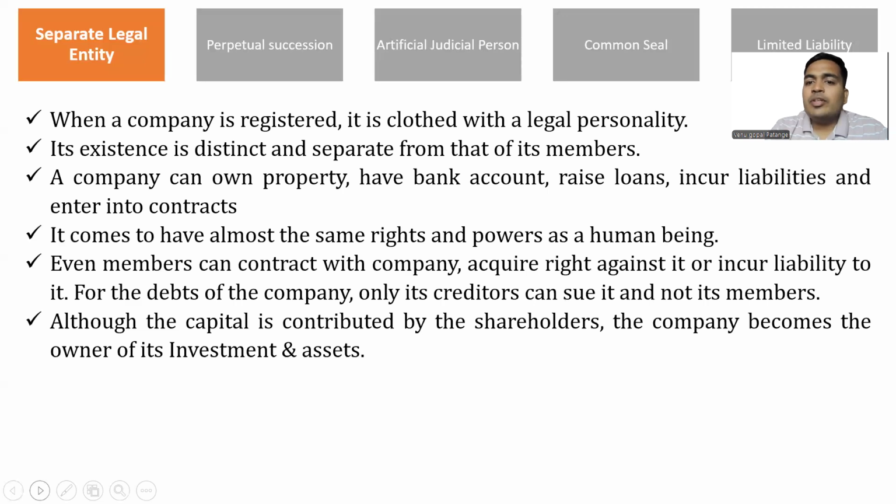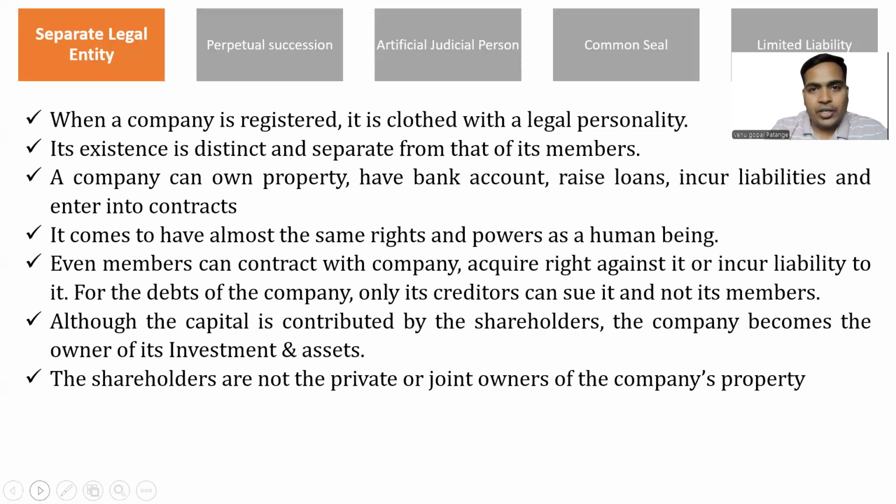Consider the capital contributed by shareholders. In the previous video, we took an example that 10 lakhs was the capital introduced by members for incorporating a company, and they kept it in the bank account. Now the company, run by its directors, purchases land, furniture, and laptops. These laptops, furniture, and land belong to the company, not to the members. Although the money came from them, these are the property of the company, not the joint property of the members. That is what the last pointer is all about.